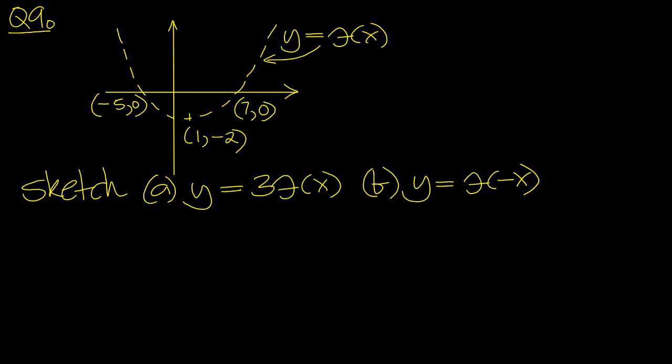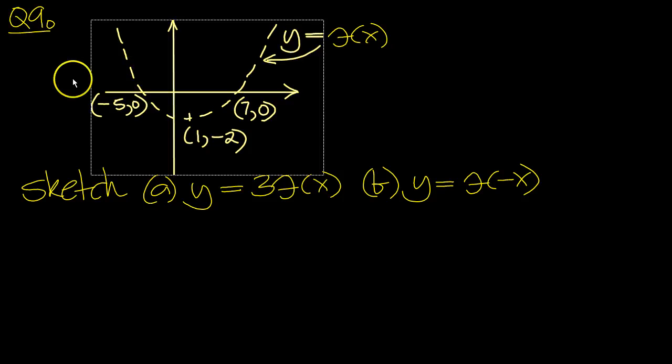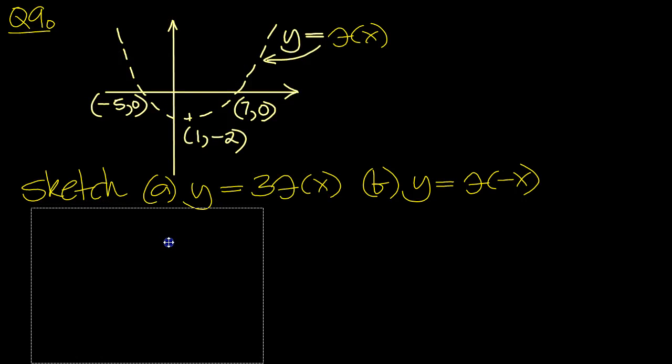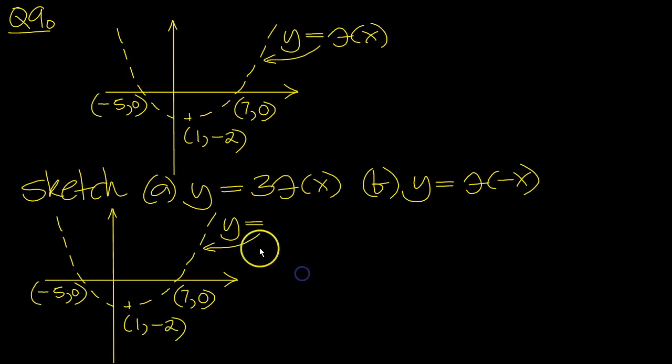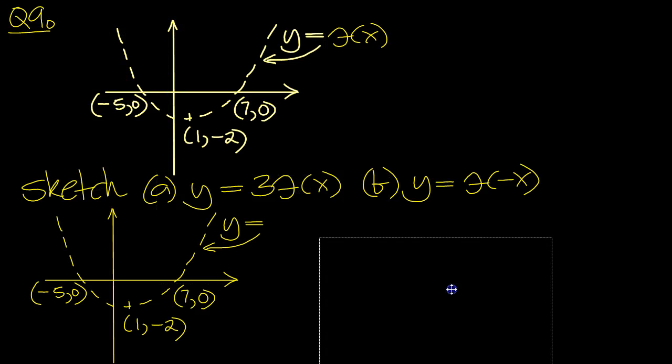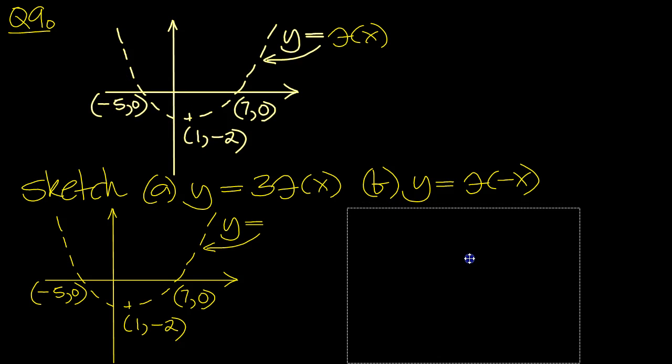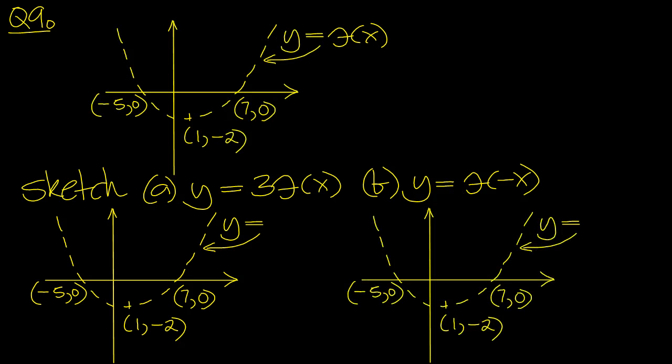So let's paste in some new axes. I'm just going to put one there, and I'll paste another one in here, and we'll do A and B. So this would be part A, and this would be part B. Okay, so first of all, 3 lots of f of x.